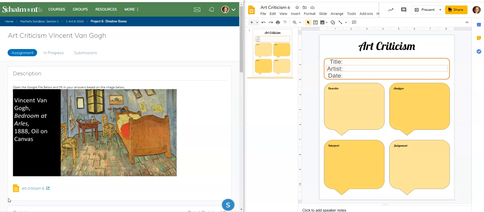Okay, and finally we're going to talk about judgment. Do you think this is a good artwork, or do you think this is an unsuccessful artwork? And tell me why or why not. What about the artwork is either well made, or well crafted, or well designed, or well planned, or whatever else you want to say, or what about it does not work? And then you can submit this assignment in Schoology.